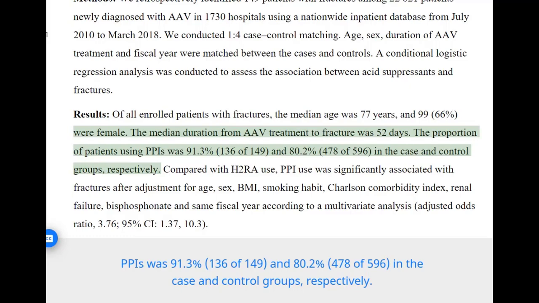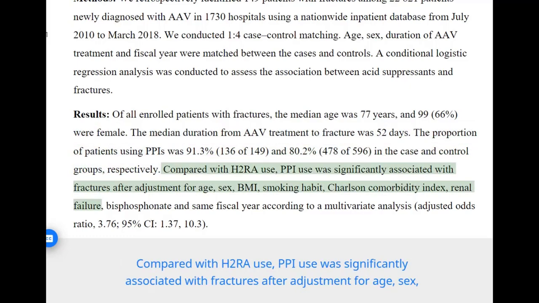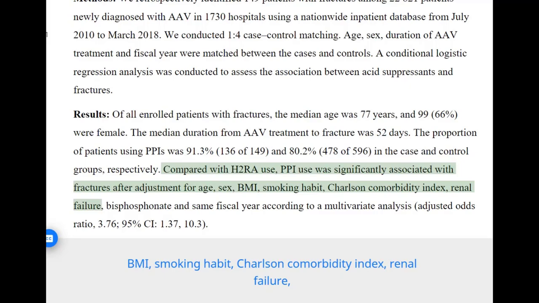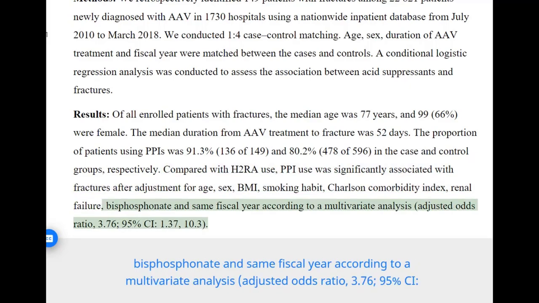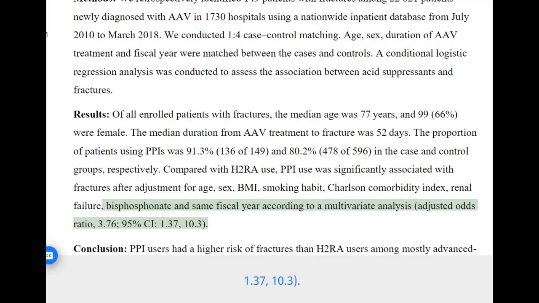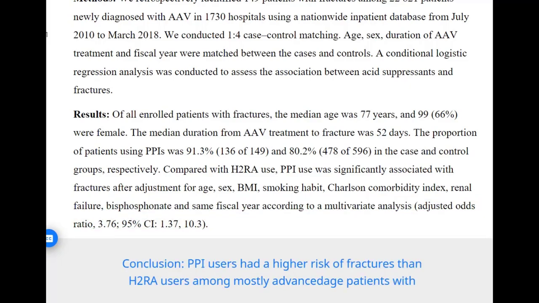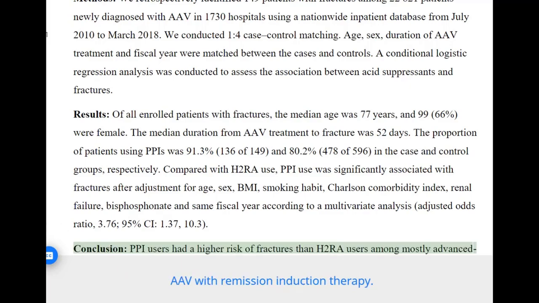control groups, respectively. Compared with H2RA use, PPI use was significantly associated with fractures after adjustment for age, sex, BMI, smoking habit, Charlson Comorbidity Index, renal failure, bisphosphonate and same fiscal year according to a multivariate analysis, adjusted odds ratio, 3.76, 95% CI, 1.37, 10.3. Conclusion: PPI users had a higher risk of fractures than H2RA users among mostly advanced stage patients with AAV with remission induction therapy.